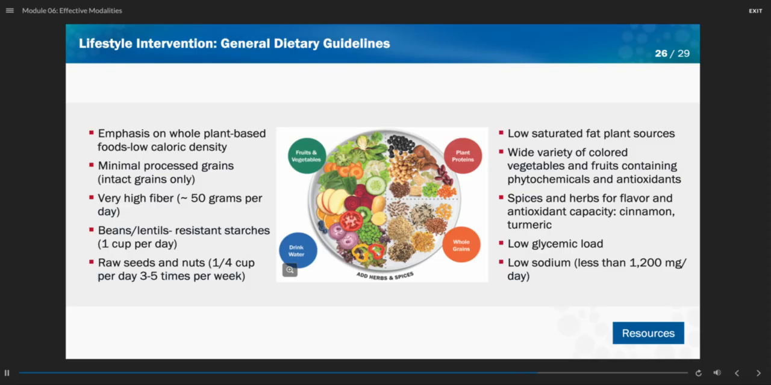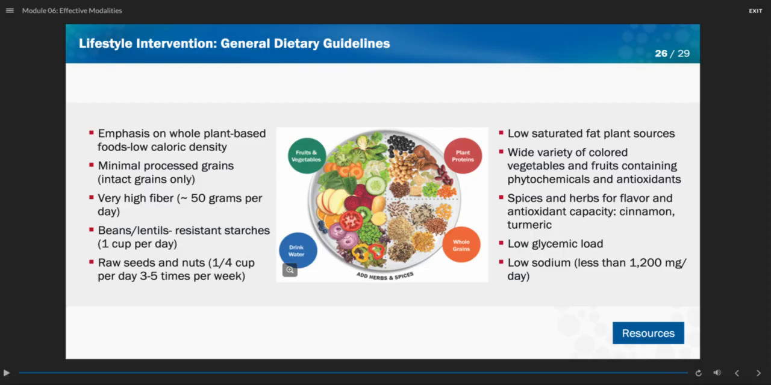Spices, herbs for flavor are very important, and some of these spices, such as cinnamon and turmeric, have an important reduction in insulin resistance, and some of this is thought to be due to the anti-inflammatory effect of the spices and herbs. This diet is low glycemic and low sodium because no salt is added. And in this way, this whole food, minimally processed diet is the best primary intervention for people living with type 2 diabetes.